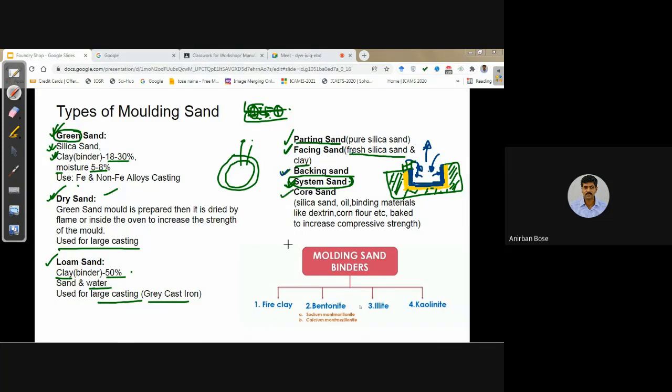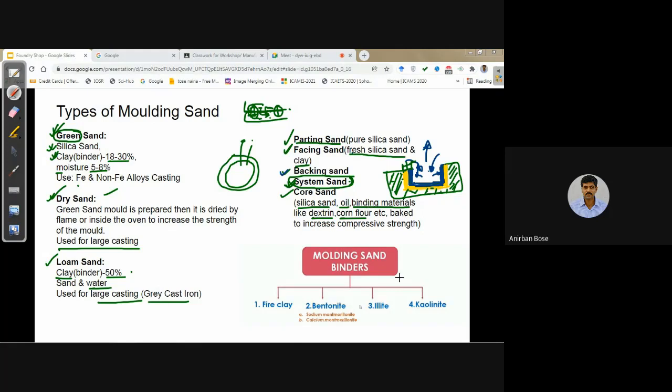Now, core sand. You know that to create the hollow cavity, the core is required to be placed within the mold. And that core sand is made of silica sand, definitely, and oil and some other binding materials like dextrin or corn flour. These are basically used. And after preparing that core, it is again baked. Baked means it is kept in the furnace at a high temperature to increase the compressive strength of that particular core, and then it is placed within the mold.